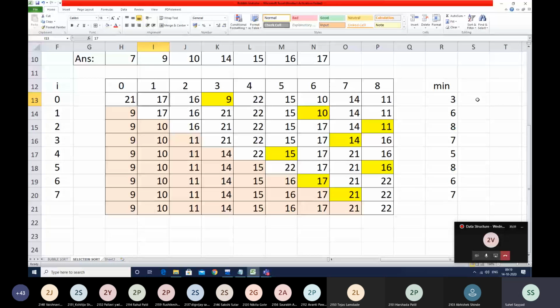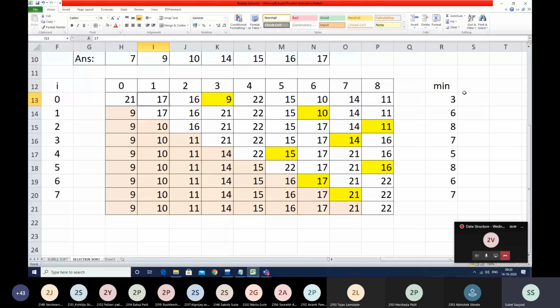Again j will be incremented, and the value of j will become 3. Again we'll check whether a of j is less than a of min. What is j now? 3. Whether a of 3 is less than a of min. What is min now? 2. Whether 9 is less than 16? Yes, so min will become j now. Min will become 3. Now next time when you proceed, j will become 4. You will check whether a of 4 is less than a of 3. No. So you will not come inside your if, and in that case your value of min will not change.